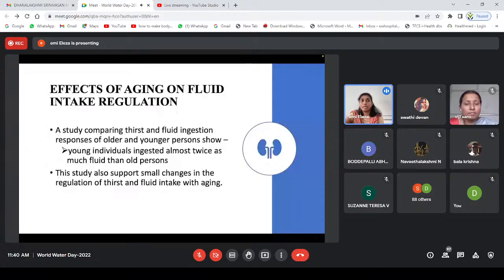Effects of aging on fluid intake regulation. A study comparing water thirst and fluid ingestion response of older and younger persons showed younger individuals ingest almost as much fluid as older persons. This study also supports small changes in the regulation of thirst and fluid intake with aging.